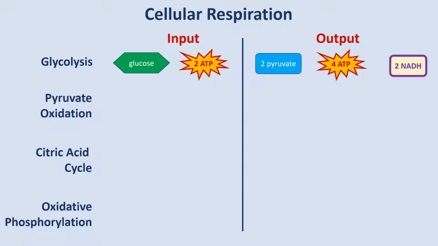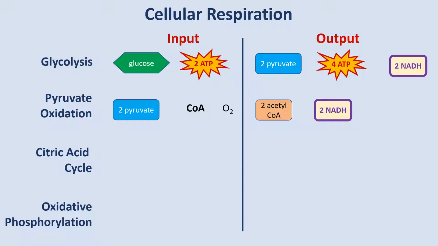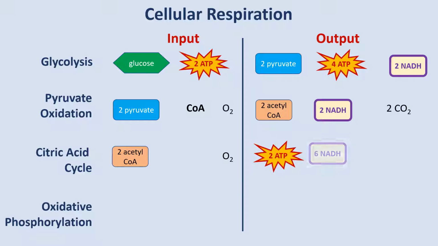And remember, of the 4 sets of reactions in cellular respiration, glycolysis is the only one that requires ATP to move forward. Now with pyruvate oxidation, our inputs are going to be those 2 pyruvates from glycolysis combined with coenzyme A and oxygen. And our outputs are going to be 2 acetyl-CoA molecules, 2 molecules of NADH, and 2 carbon dioxide molecules. With the citric acid cycle, our inputs are going to be those 2 acetyl-CoA molecules from pyruvate oxidation, as well as some oxygen.